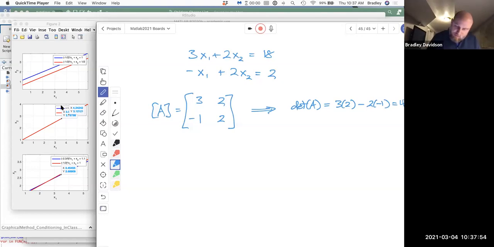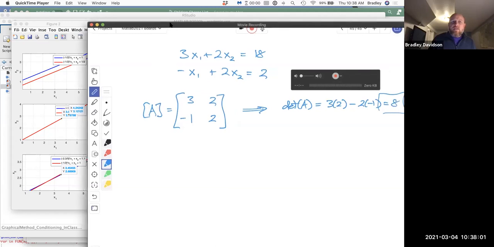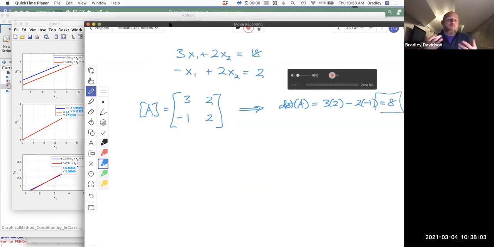That's 8 actually, and we get 8. Okay? And so our number here, our 8, is far away from 0. Or rather, it's not close to 0. So that indicates that it's a well-conditioned system.